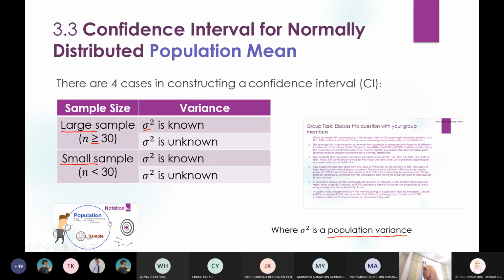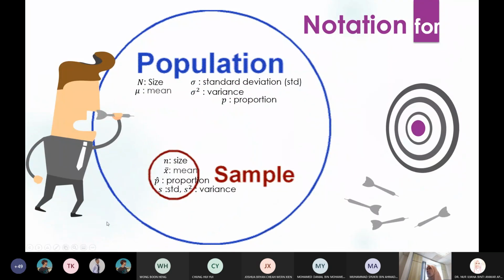Good. That's why in our first class, I kept reminding you of the importance of understanding the usage of this notation, and how the notation reflects on what you are doing in the estimation and hypothesis testing later on.